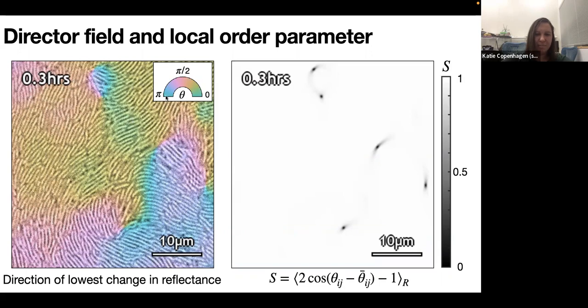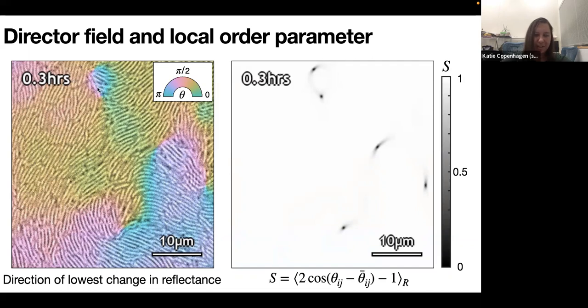So this bluish green color is horizontal, like 0 or pi. And you can see that that falls on the cells that are horizontal. And then our vertical cells show up as this pinkish orange color. So we can map out the average direction of our cells at each point in space using this method to get a director field.